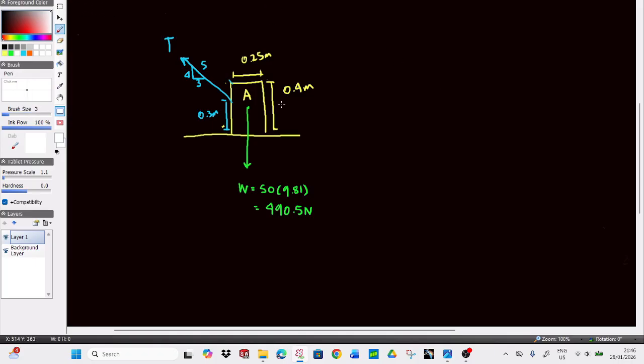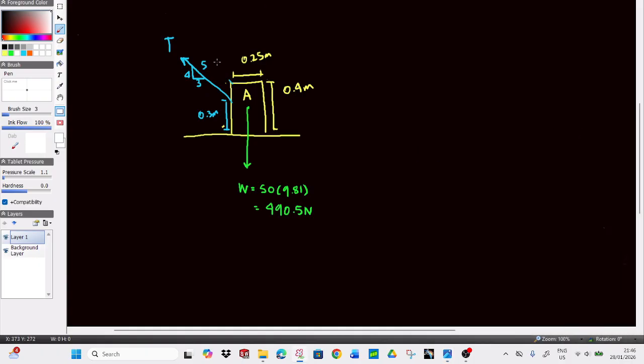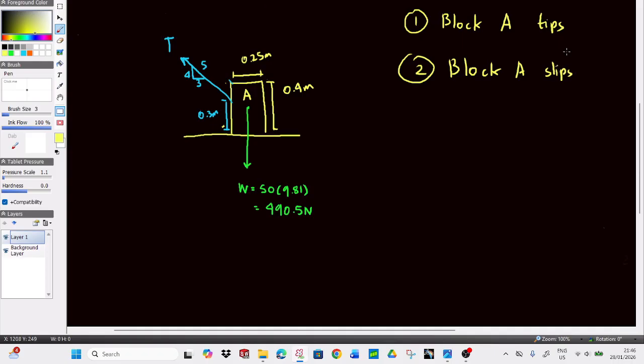Okay, and let's see. They want to find what? They wanted to find the greatest mass of the suspended cylinder without causing motion. Clearly state the assumption you make if there's any. Okay, so now we have two cases for friction. The first assumption that we have here is that block A tips. The second assumption is if block A slips. Okay, whether block A tips or whether block A will slip.